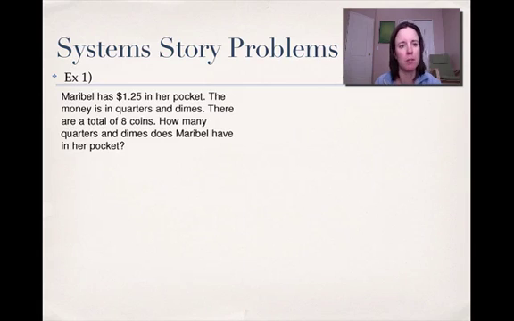So the typical system story problem: Mary Bell has $1.25 in her pocket. The money is in quarters and dimes. There are a total of 8 coins. How many quarters and dimes does Mary Bell have in her pocket?